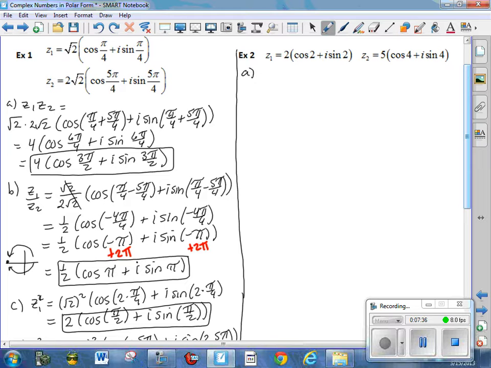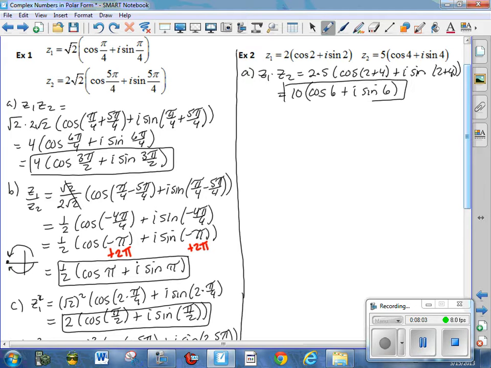So part A, z1 times z2. So think about this. Multiply the angles, 2 times 5. Multiply r, add the angles. Cosine 2 plus 4 plus I sine of 2 plus 4. So this is just 10 cosine 6 plus I sine of 6. Pretty easy. That, and we're done. That's all. 6 is in between 0 and 2 pi because 2 pi is 6.28, so I'm good.